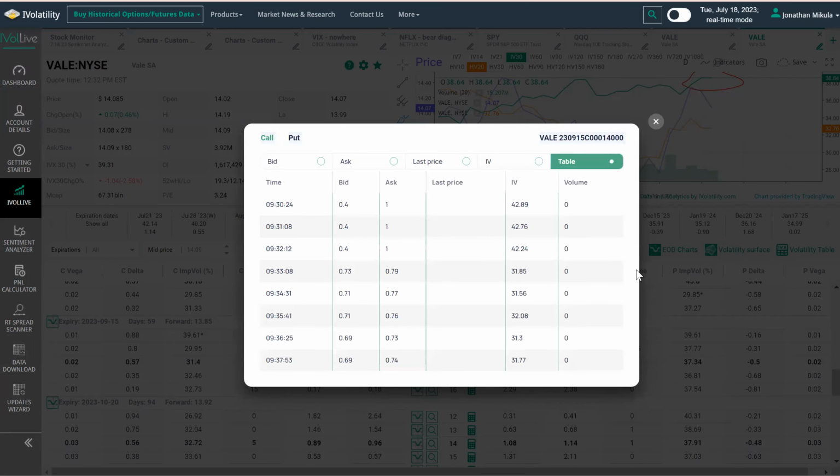And the table is great because it would show you the bid, the ask, the last, the implied volatility, and then the volume that a trade actually took place on. So that's another really cool figure. And you can see, for Vale, it's pretty liquid, but if you were trading a very illiquid stock or future, you could come here and see where the actual volume is as well.